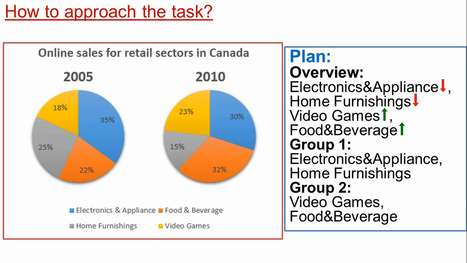So, it is clear that electronics and home furnishings are decreasing trends. In contrast, video games and food and beverage are increasing trends. In that case, Group 1, electronics and home furnishings. Group 2, video games and food and beverage.